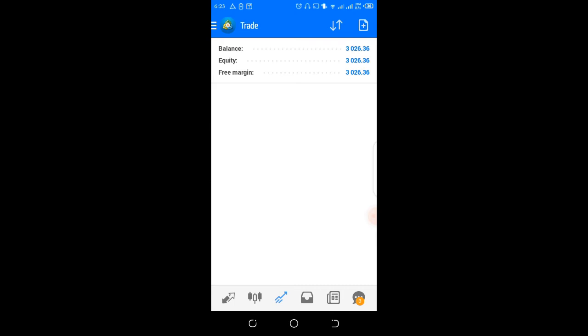This icon that looks like an envelope gives you the history of what you have taken. Here we can see we executed NASDAQ 100 with a sell of 0.04 lot size, and we got $26.52 as our profit for the day. That was on our deposit of $3,000, and our account balance is now $3,026.36.